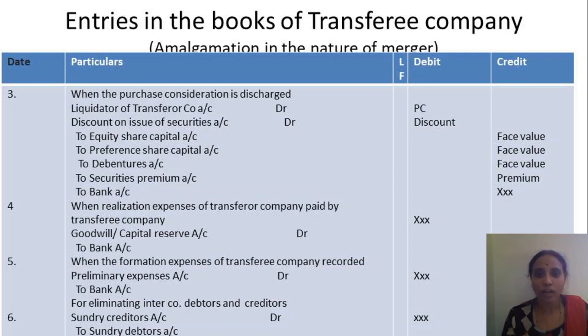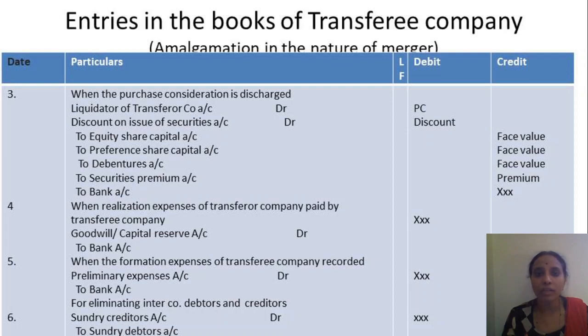The next is for eliminating intercompany debtors and creditors. This is also the same. We told that there are intercompany transactions in the form of debtors and creditors, in the form of bills payable, in the form of loans received and paid, and in the form of unrealized profits and so on. So for eliminating the intercompany debtors, creditors, bills payable, receivable, the entries are there. The same entries that we have previously done are to be recorded in the same way.